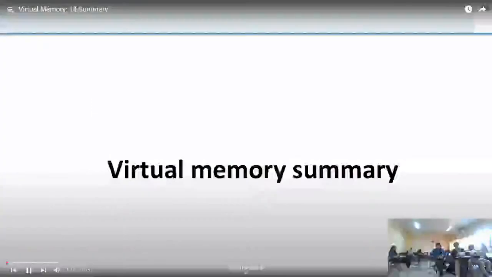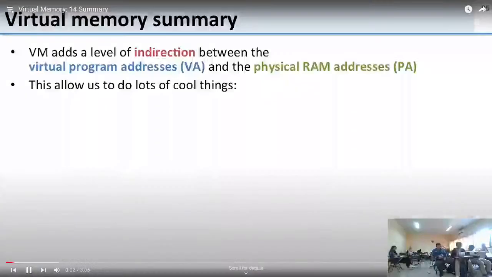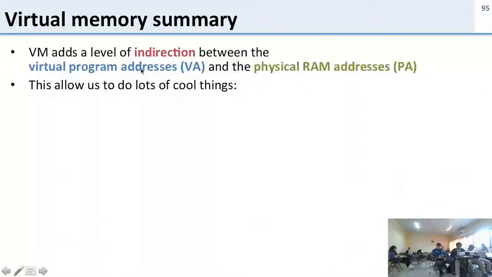So now let's summarize what we've seen in virtual memory here. Virtual memory is fundamentally a level of indirection, and it's indirection between the virtual program addresses that we give to each program and the physical RAM addresses that we have in our memory. By adding this level of indirection, we can do a lot of cool things.